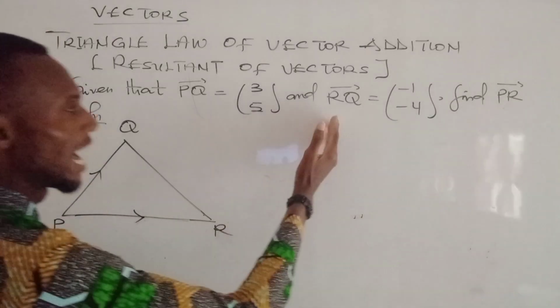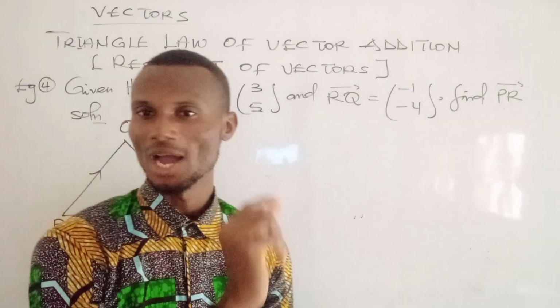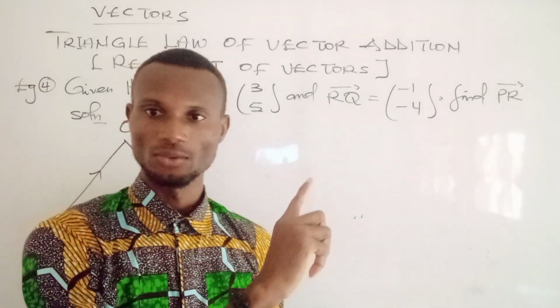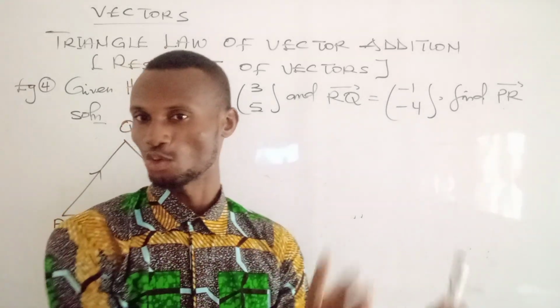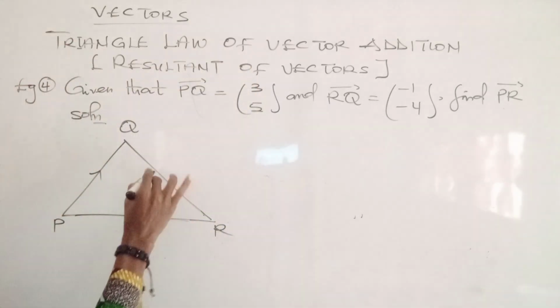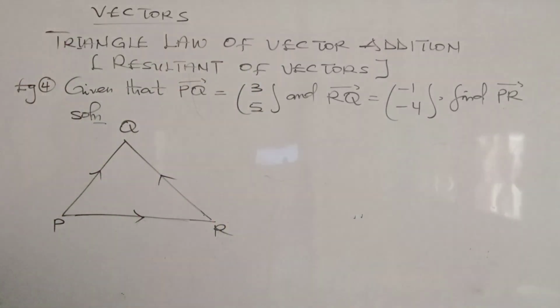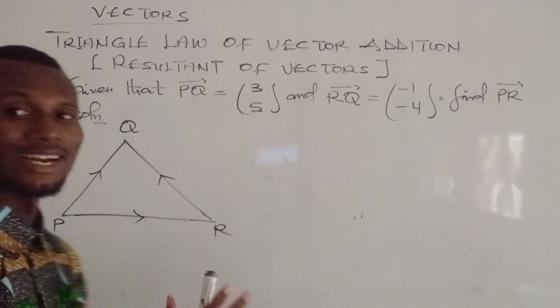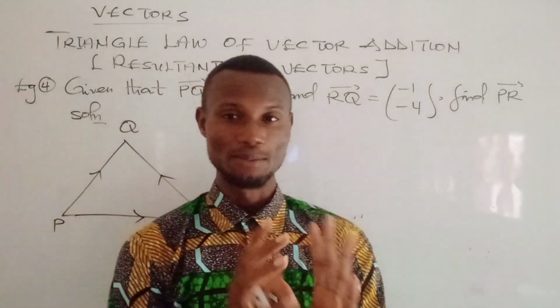And we have RQ. Take note that we are moving from R to Q. So the arrow will point towards Q, moving from R. So the arrow will point in this direction. And I hope you understand and you agree with me up to this point.